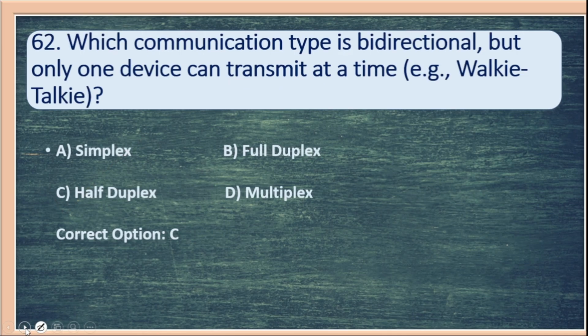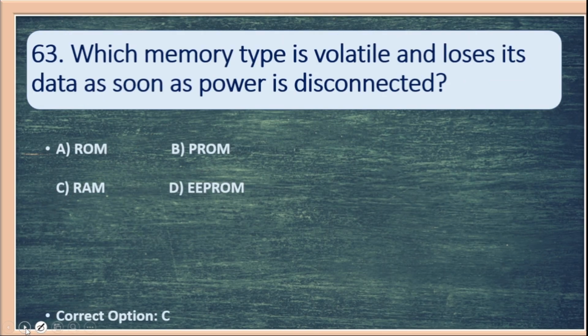Which communication type is bidirectional but only one device can transmit at a time? Simplex, full duplex, half duplex, multiplex. Answer is C, half duplex. Which memory type is volatile and loses its data as soon as power is disconnected? ROM, PROM, RAM, EEPROM. Answer is C, RAM.